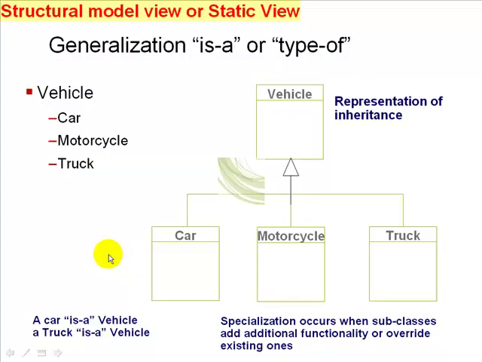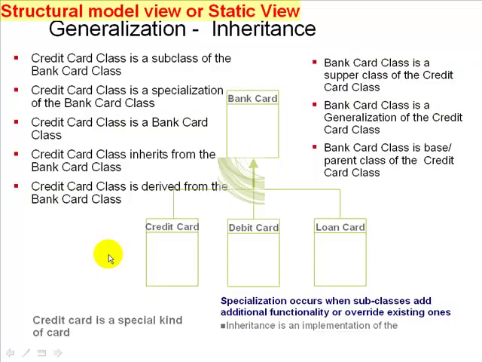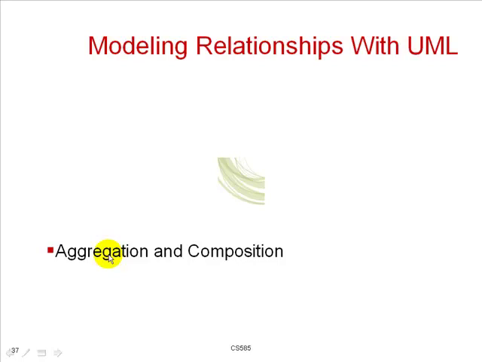Here's another example of inheritance or generalization, or the is-a relationship between vehicle, car, motorcycle, and truck. Truck is a vehicle, motorcycle is a vehicle, car is a vehicle. Yet another example of banking cards of yours. Inheritance is a static concept that applies at class diagram level. It applies only on pre-compilation. When we compile, we have the structure, it's fixed, it cannot be changed.